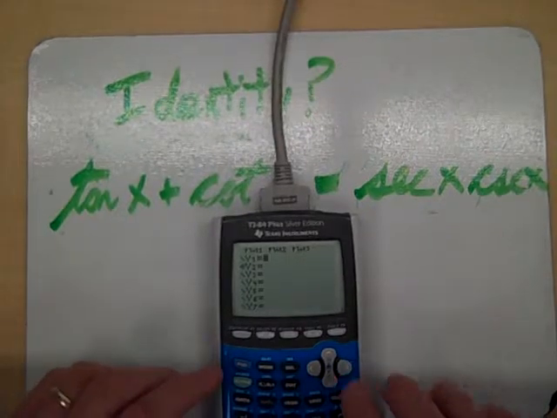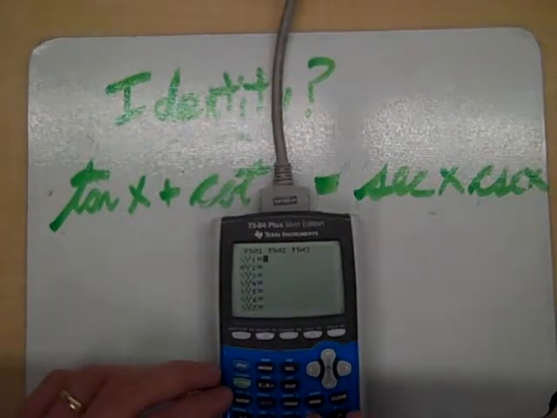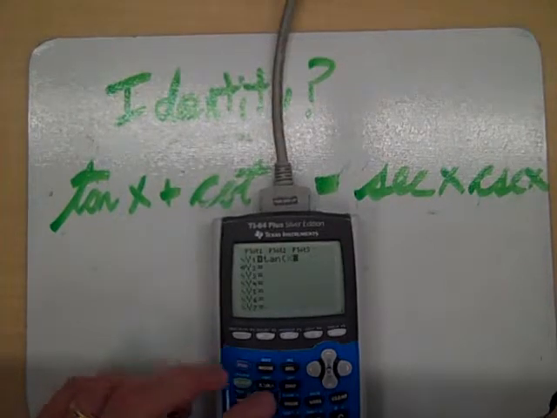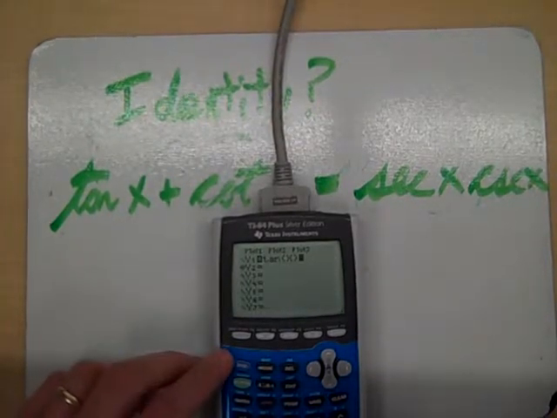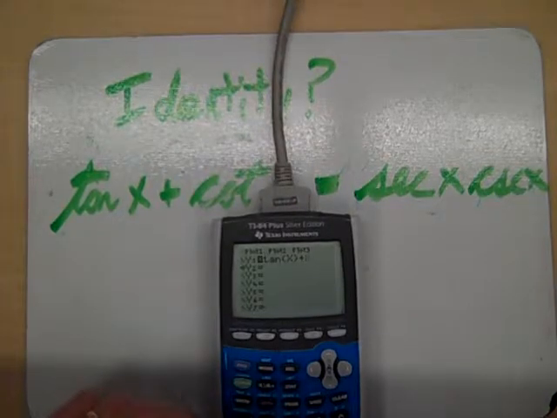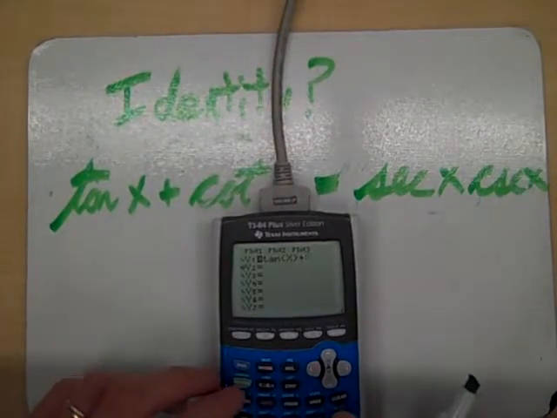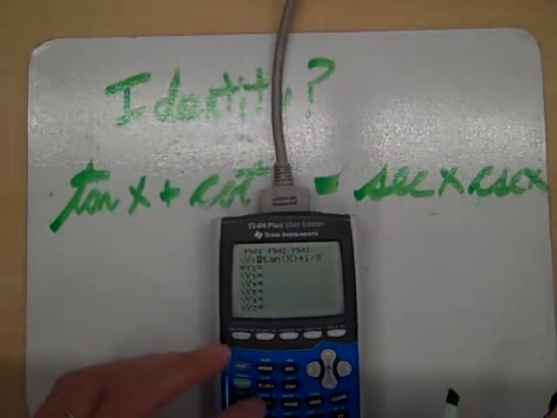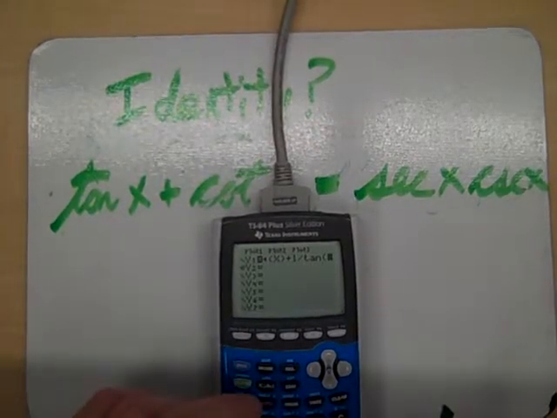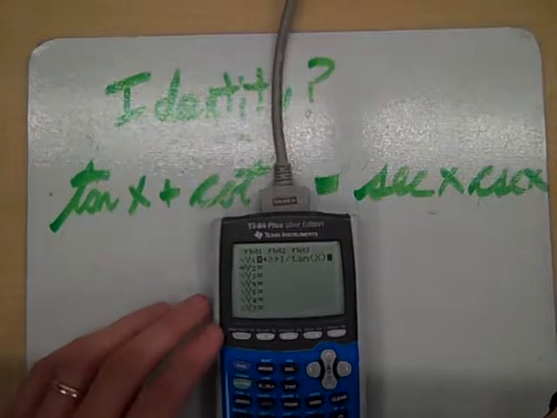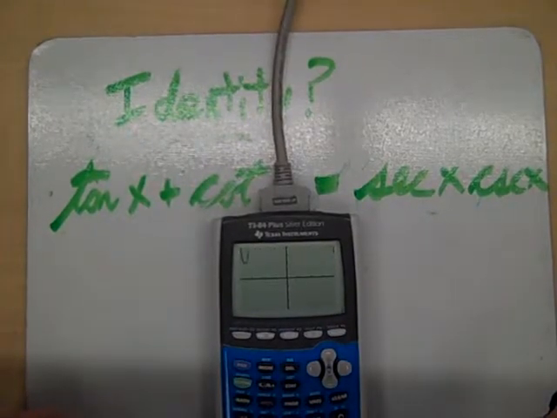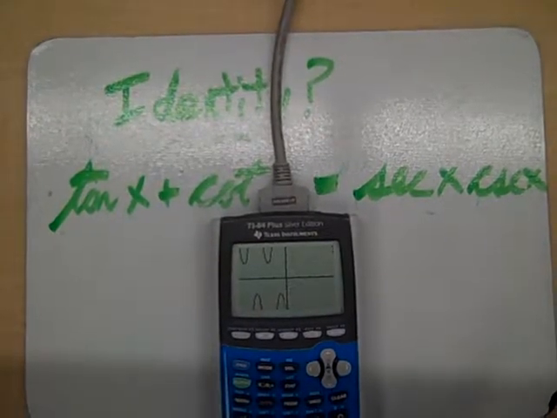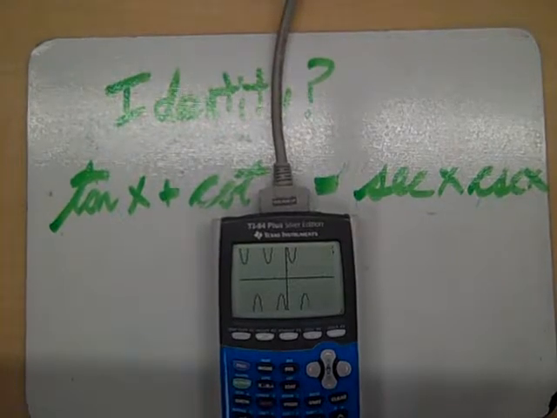Now I'm going to graph y equals tangent of x plus cotangent, which is the reciprocal of the tangent. So I'm just going to write 1 divided by tangent of x. Let's go ahead and graph that. I had hit zoom trig before I started this, which gives us a nice look at a trig function here.